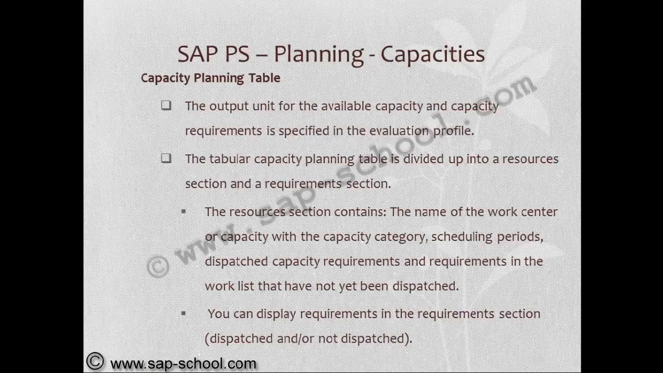The tabular capacity planning table is divided up into a resource section and a requirement section. The resource section contains the name of the work center or capacity with the capacity category, scheduling period, dispatched capacity requirements, and requirements in the work list that have not yet been dispatched. We can display requirements in the requirement section, whether it is dispatched or not dispatched.